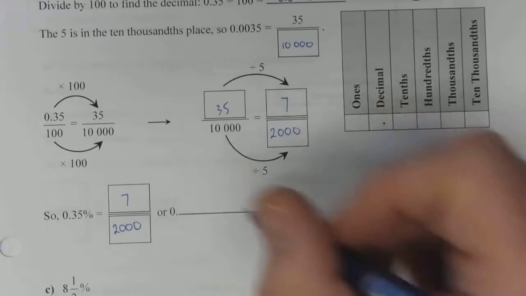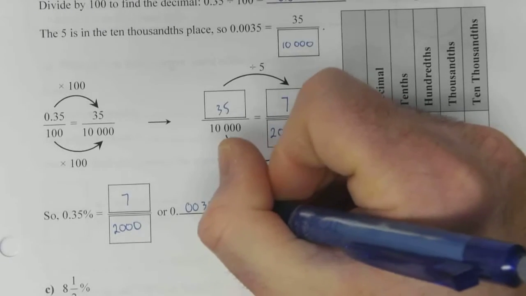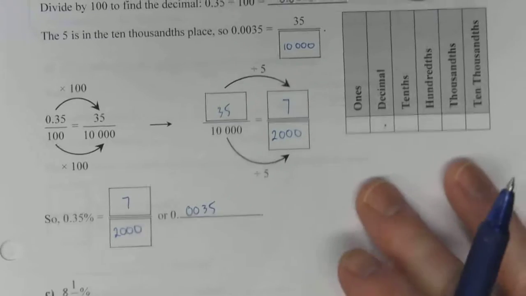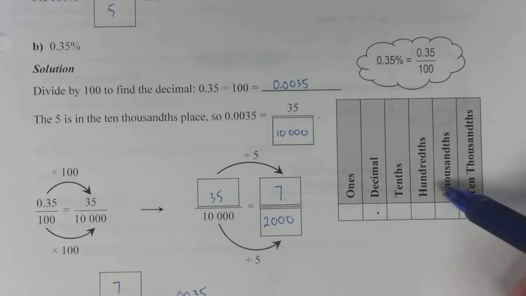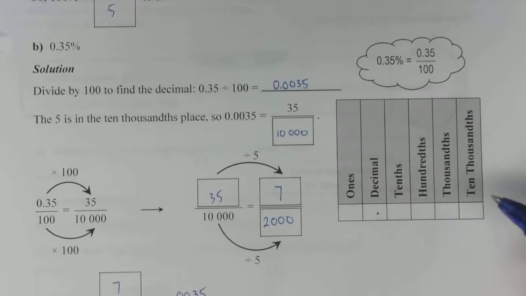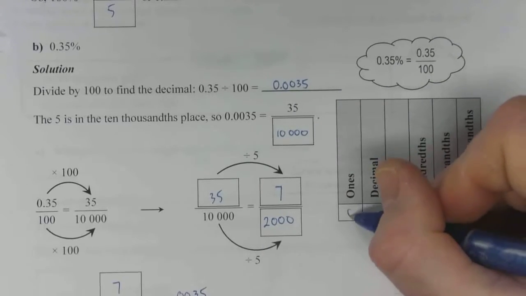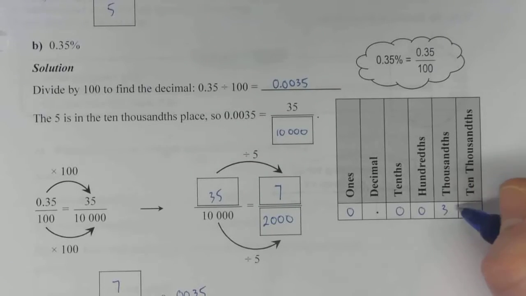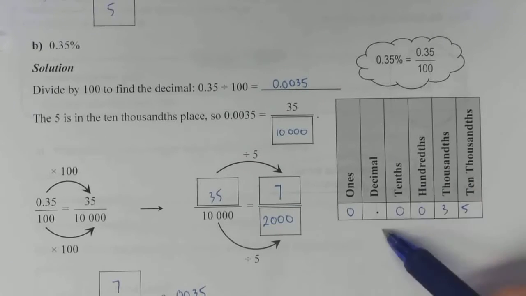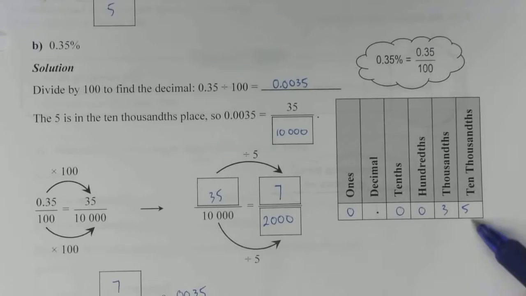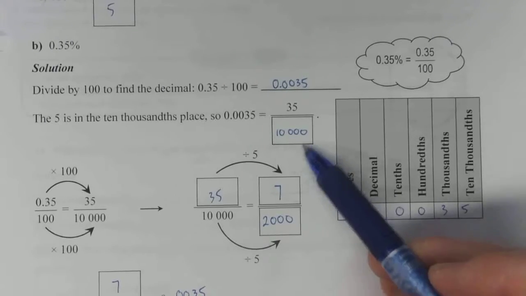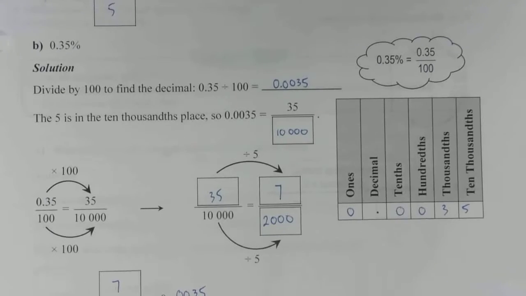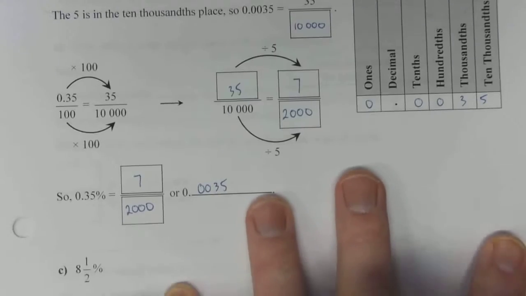Or you can do it as a decimal, 0.0035. Now, this box here is an aid for dealing with the decimal version. If you write in your 0.0035, it tells you the positions: tenths, hundredths, thousandths, 10,000ths. So that's why we were able to put this over 10,000, because of that 5 sitting in that column. All right, next example.